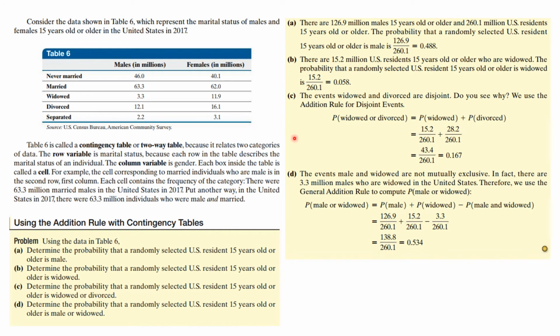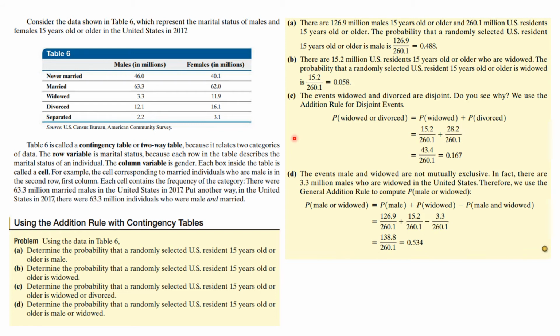Now, the events widowed and divorced are disjoint because you had to pick one or the other. We put people into one of these categories or the other, so they are disjoint. But now we're using the addition rule. And I realize that in the real world you could say, oh, someone was widowed, then they got married again, and then they got divorced. But that's not the question that was asked here. They asked the question differently, and so these are disjoint events.